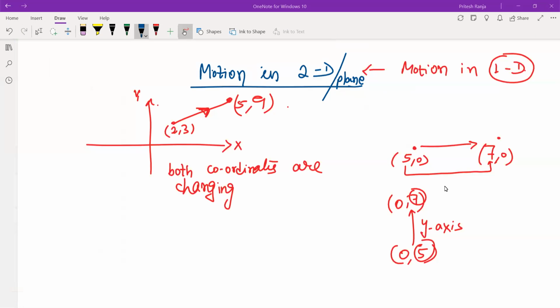Right? So that was the basic difference. Motion in 1D, whatever we learned, there only one coordinate was changing, right? One coordinate was changing when the object was involved in one dimensional motion. We can see if the object moved along x-axis, only the position changed. So we can observe only 5 to 7, this is the change.